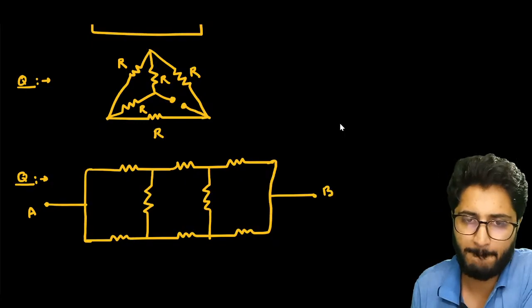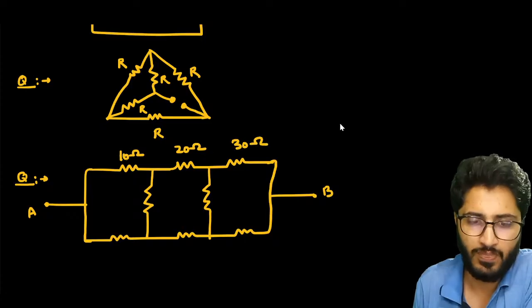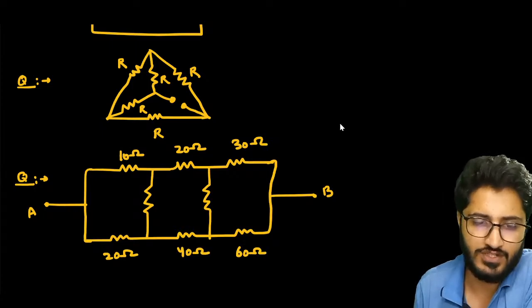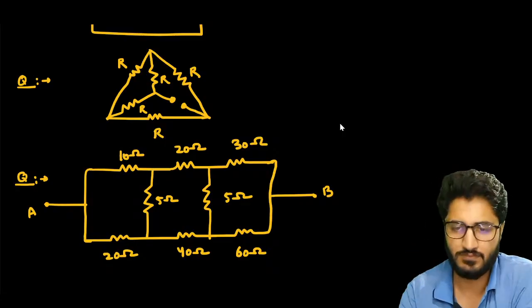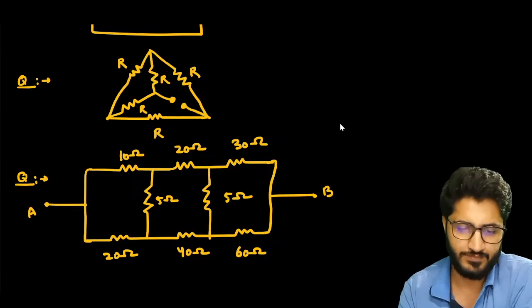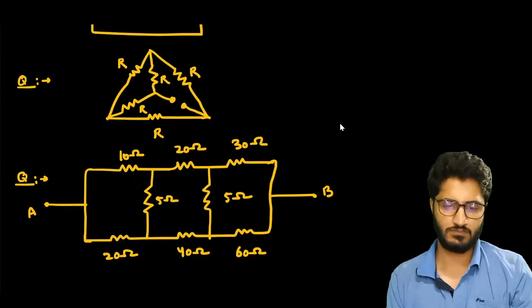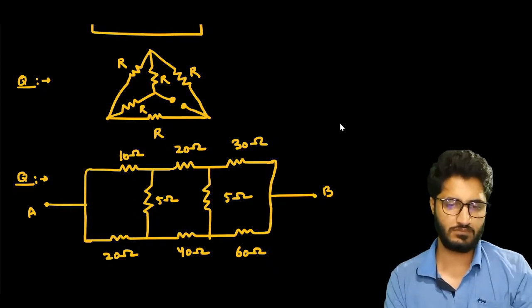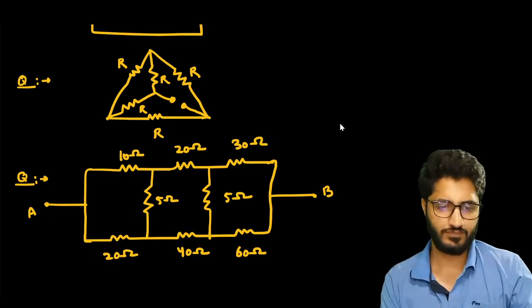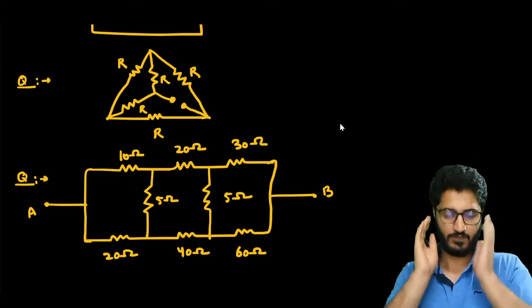A, point B, 10 ohm, 20 ohm, 30 ohm, 20 ohm, 40 ohm, 60, 5 ohm, 5 ohm. Done. Okay. Complete.